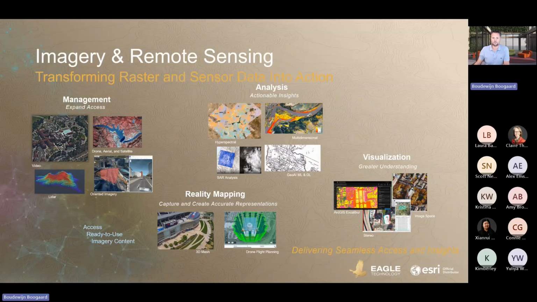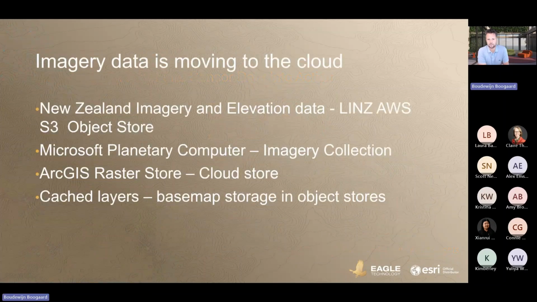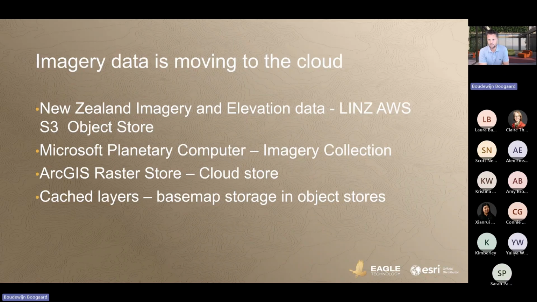And there's a trend that we're seeing where more and more of the imagery data is moving to the cloud. So a great example is that LINZ has started to push all of the New Zealand imagery and elevation data that's captured by councils to the cloud in a LINZ AWS S3 object store. But we also see Microsoft Planetary Computer, which is a large imagery collection of a lot of satellite data and other data types that can all be accessed through the cloud.